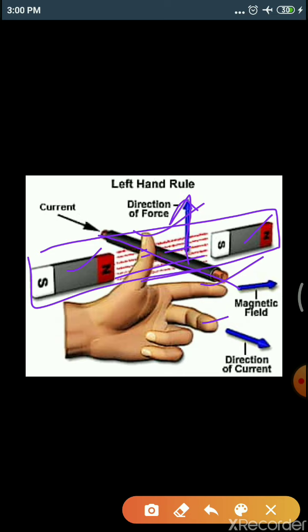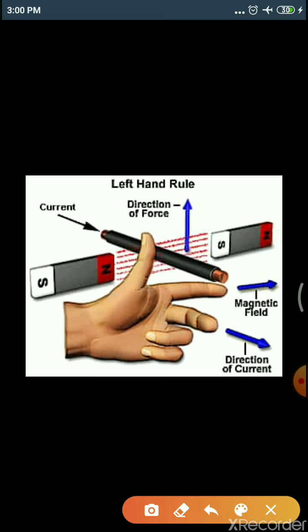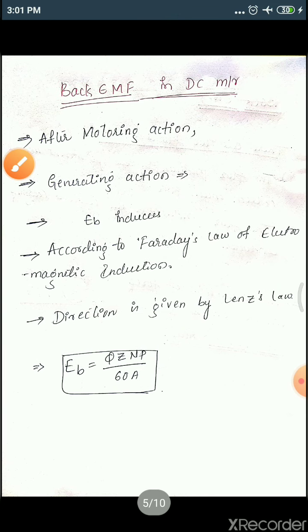So observe in this. Suppose your forefinger represents the magnetic field, and middle finger represents the direction of the current. Then your thumb indicates the direction of the force. Okay, so the direction of motoring action is given by Fleming's left hand rule. Now we'll move to the next topic, that is back EMF in the DC motor.